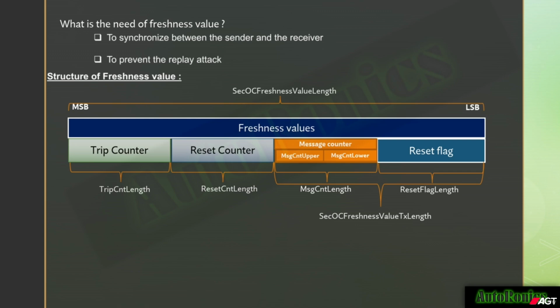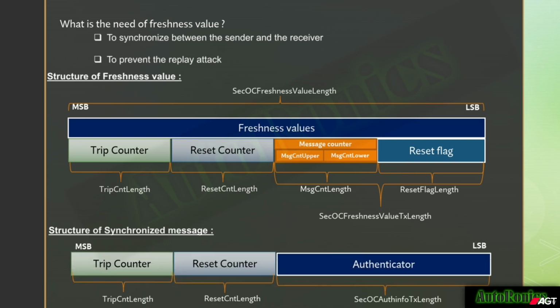So let's take a trip counter. Trip counter is a counter which will be sent from the sender ECU as a synchronous message. So let's first have a look at how a synchronous message looks like. A synchronous message consists of trip counter, reset counter and the authenticator, which is nothing but the MAC. So let's go back again to the trip counter and understand it much better. Trip counter is a counter which will be sent from the sender ECU as a synchronous message, as you can see in the below image, to the receiver ECU. All the sender and receiver ECUs maintain this trip counter value.